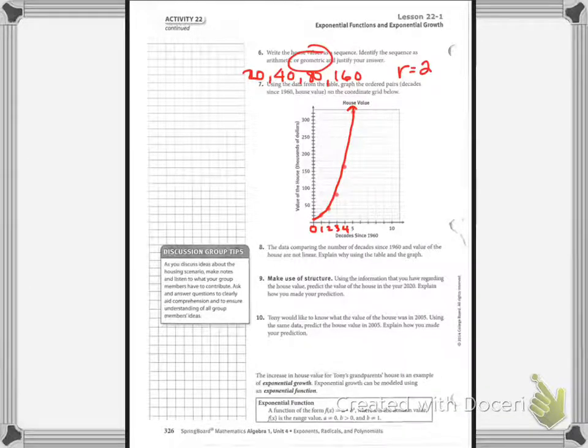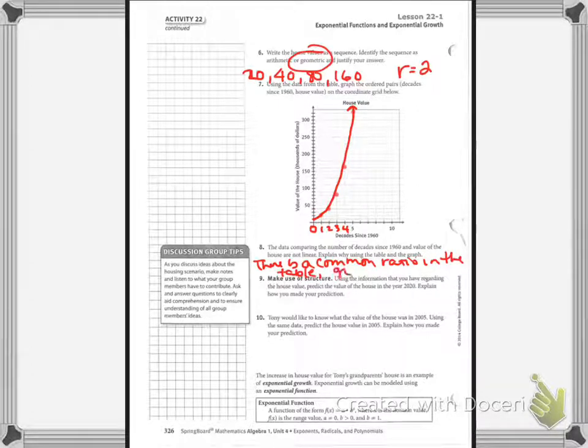Number 8 says, the data comparing the number of decades since 1960 and value of the house are not linear. Explain why using the table and the graph. So it is not linear because there is a common ratio instead of a common difference in the table.